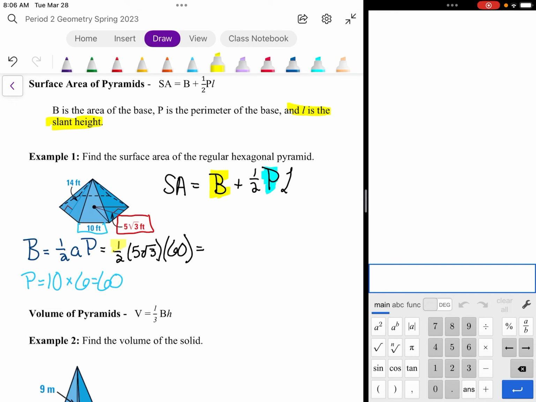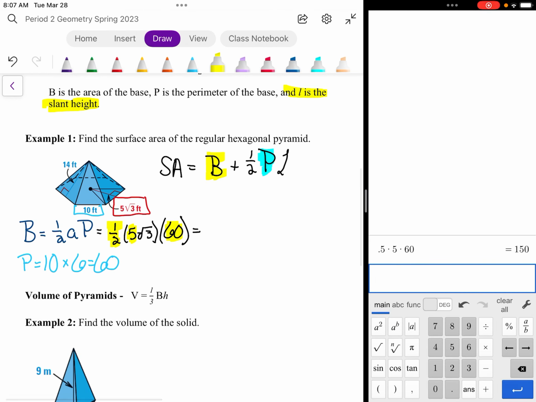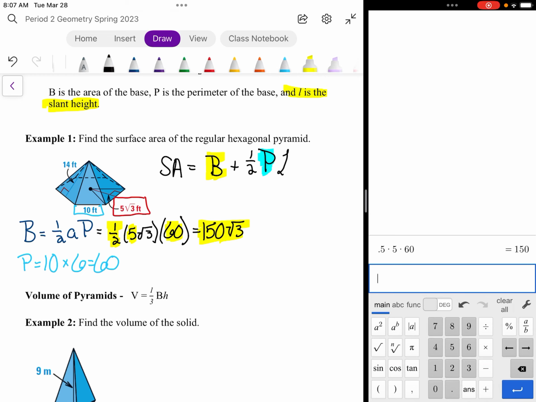So in order to do that, we're just going to take all of the numbers that are not in the square root and multiply those together. So we're going to take 1/2 times 5 times 60. And that's going to give us 150. So we're going to have 150 square roots of 3, and that is the area of our base. So we can plug that into our surface area formula.